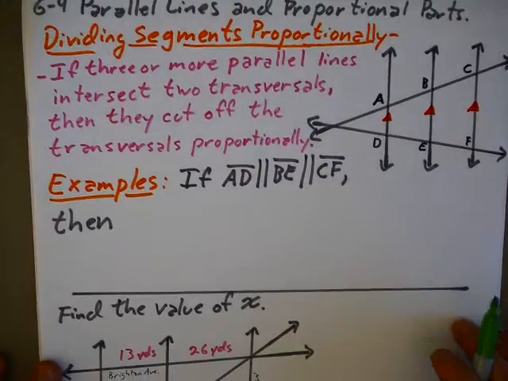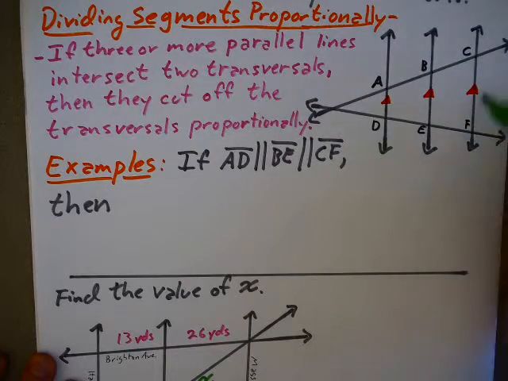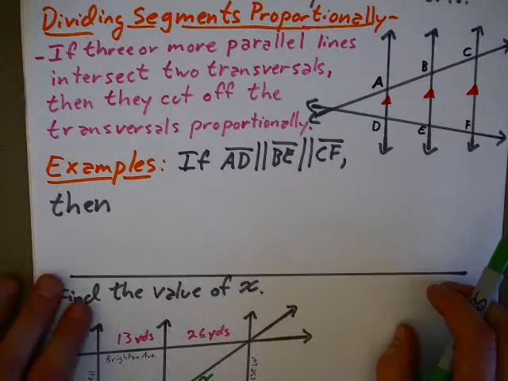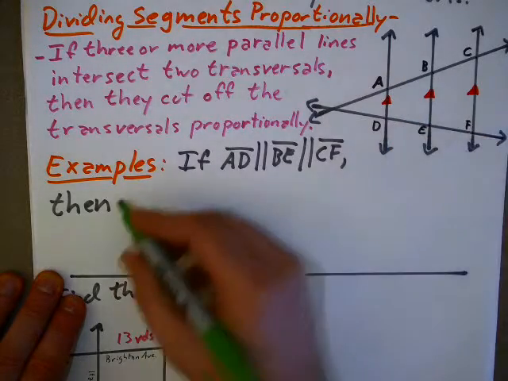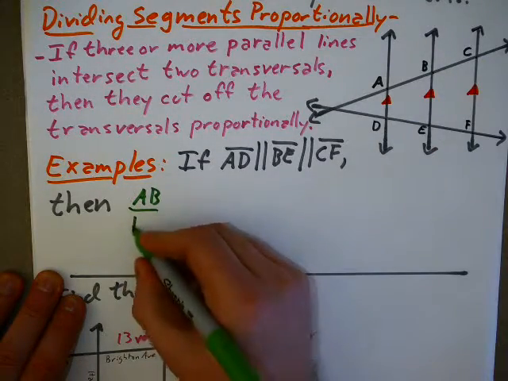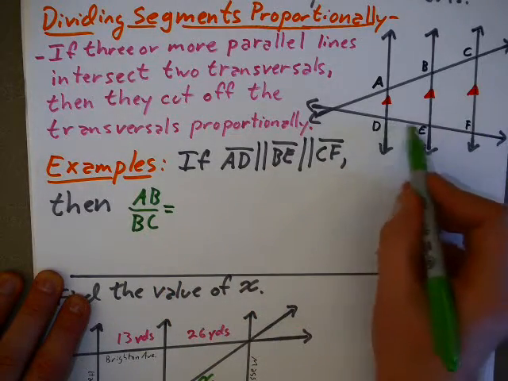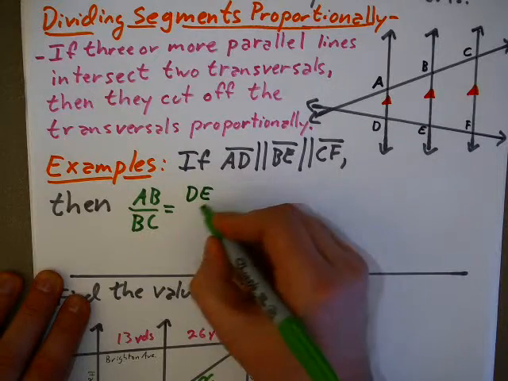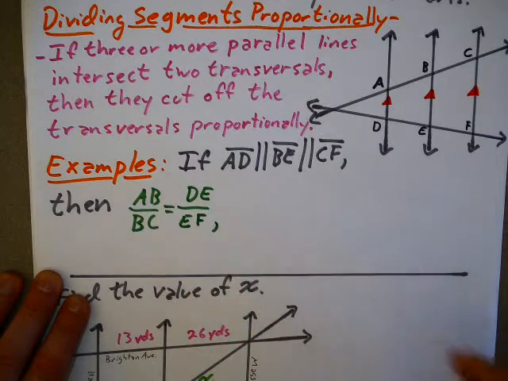Let's take a look. It says if this line AD is parallel to this line BE and CF, and again they're cut by two transversals, then we can set up a few proportions that are true. We can say that AB, this segment right here, divided by BC, is going to equal this segment DE over EF. So that's one of the proportions that is true.